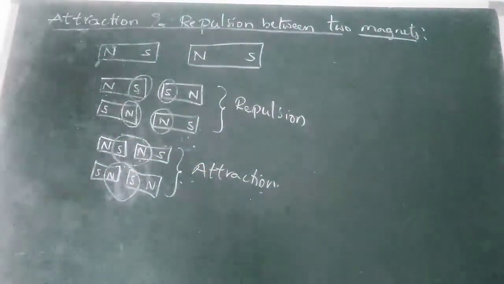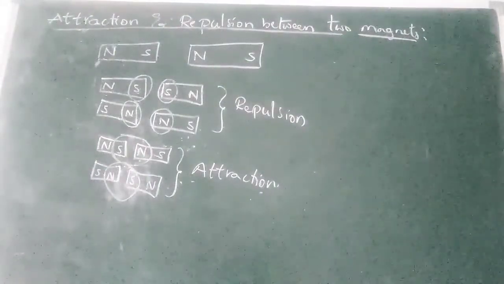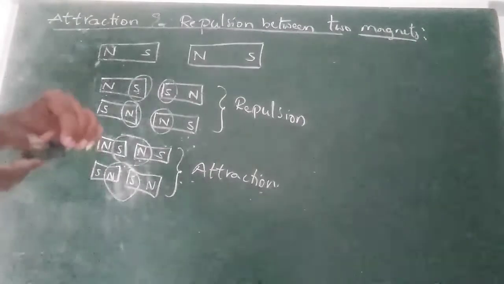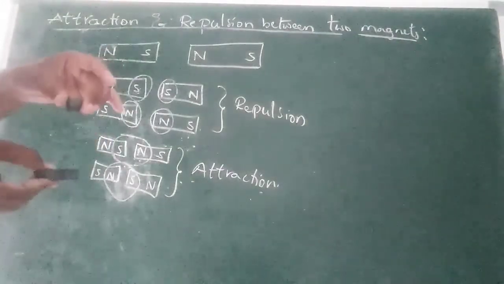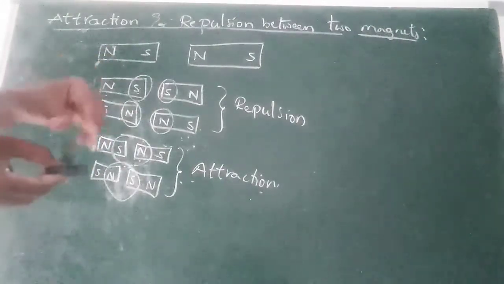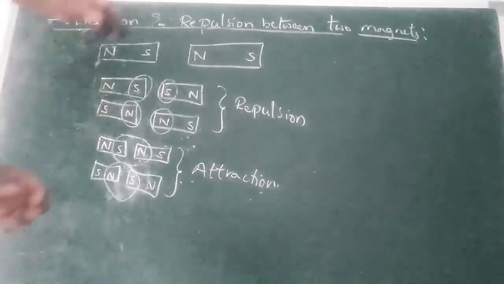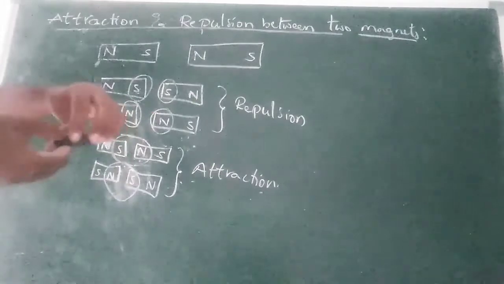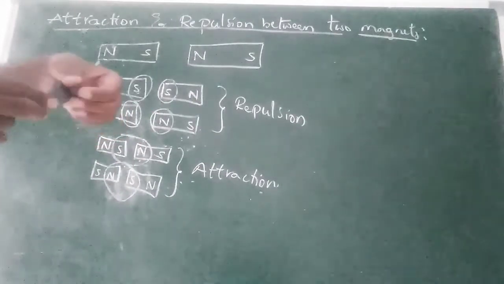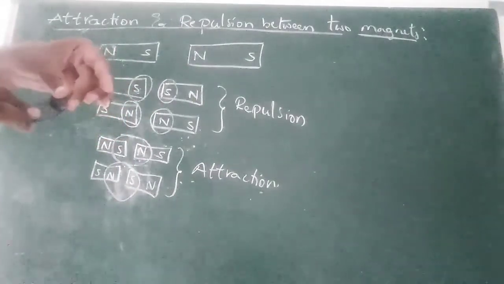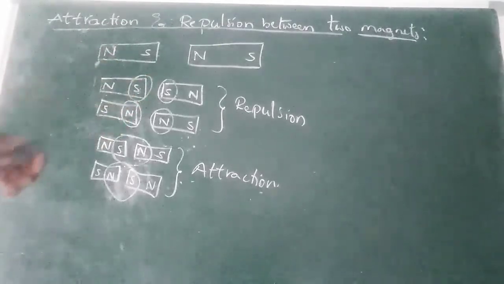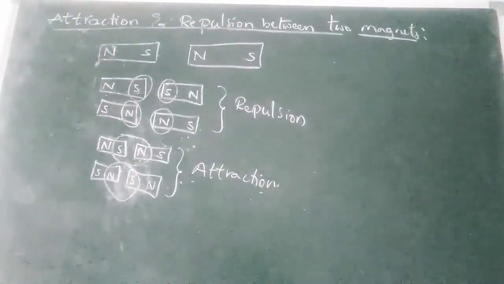As you know, a magnet attracts other magnetic material, and these are two magnets which get attracted to each other. That happens due to the opposite poles. Attraction takes place due to the opposite poles of two magnets. Okay, right.